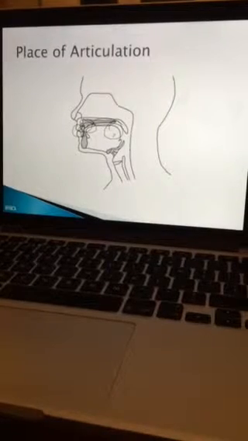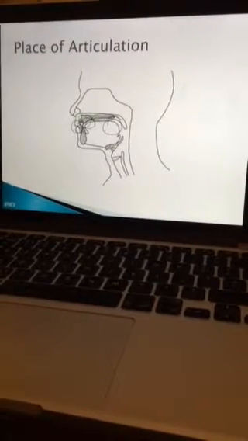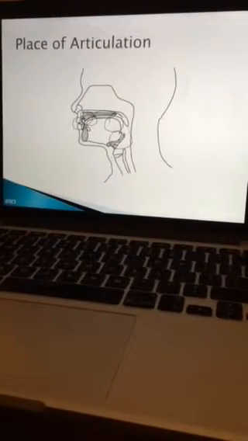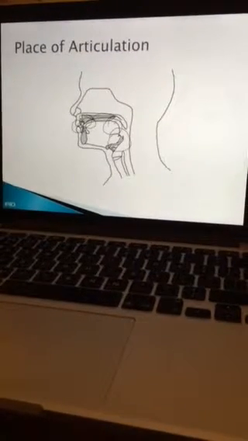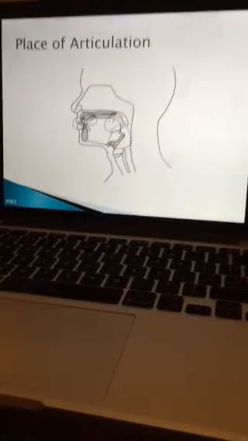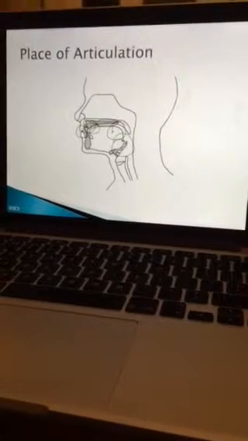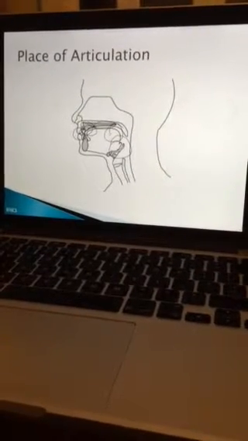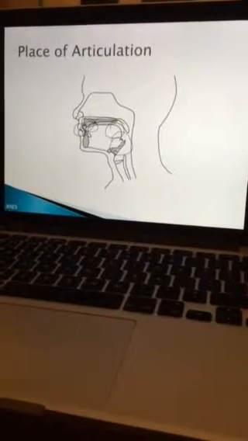Glottal, a constriction in the glottis. And pharyngeal. This is a constriction narrowing in the pharynx. This is a sound that isn't in the English language.